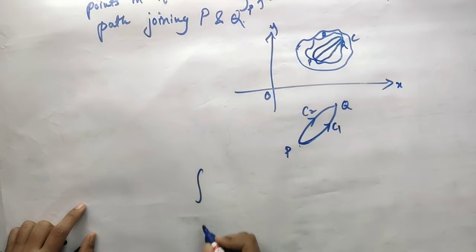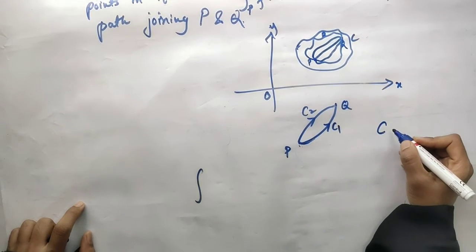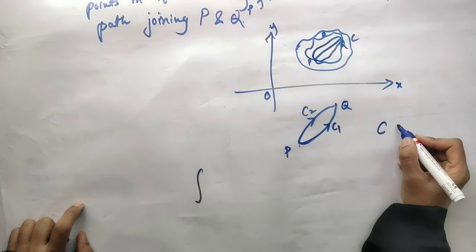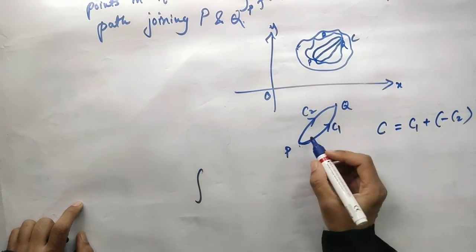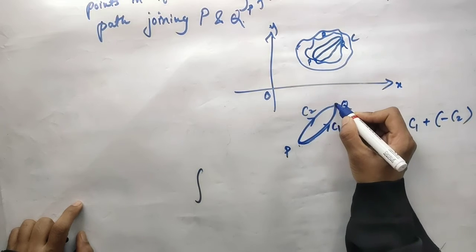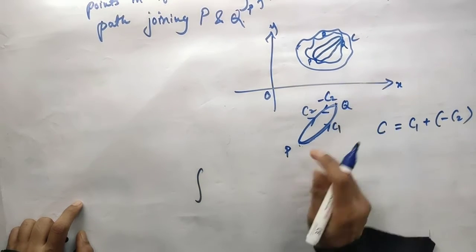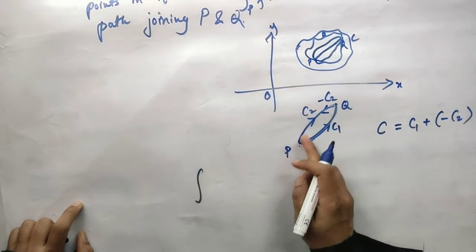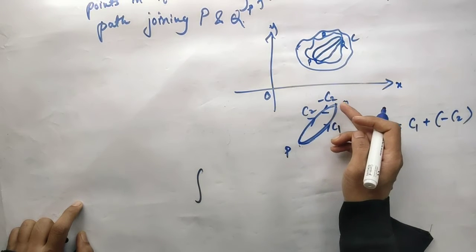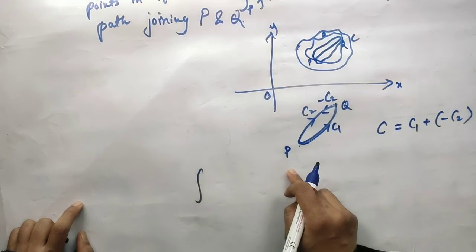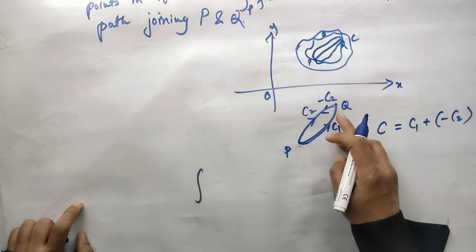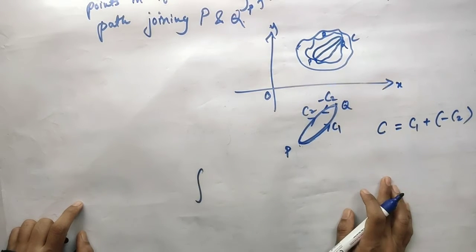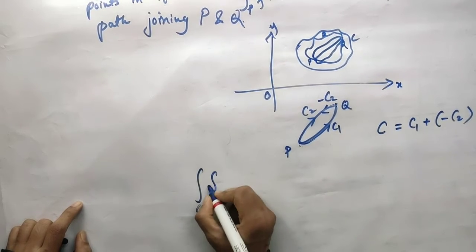So let C be the curve C1 plus of minus C2, I will say. Look at this. From C1 to minus C2. If C2 is this way joining P and Q, minus C2 will be in the opposite direction, from Q to P. So let C be a curve, addition of C1 plus of minus C2, I will take. So the integration over the curve C, f of z dz.